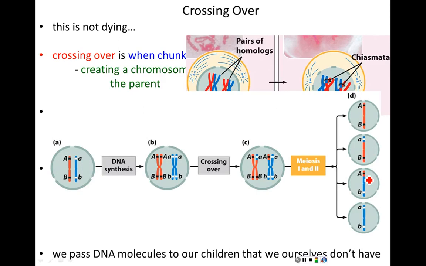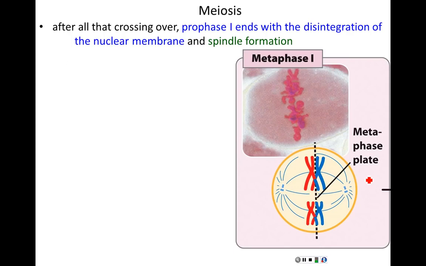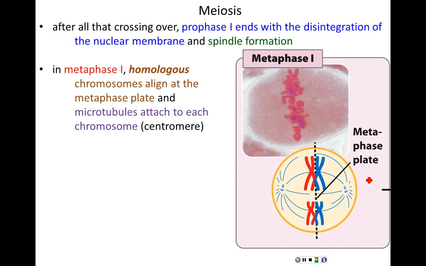a piece of dad's. After all that crossing over, prophase 1 ends with the disintegration of the nuclear membrane and the formation of mitotic spindles, all very similar to what we saw in mitosis. Metaphase 1, that is metaphase of meiosis 1, has homologous chromosomes. Again, homologous chromosomes align at the metaphase plate. Microtubules attach to each of the chromosomes, not each of the sister chromatids, each of the chromosomes. Pay attention to the figures as well.